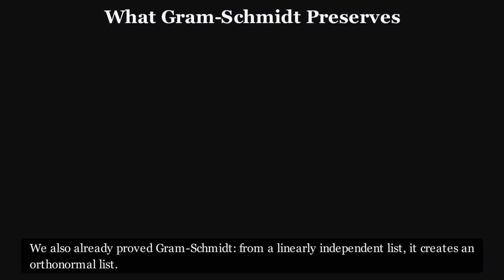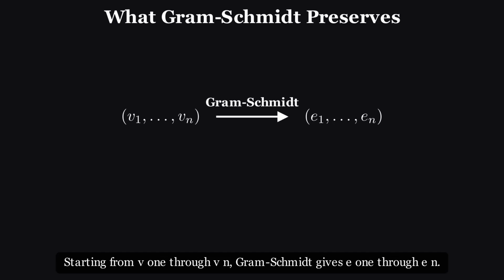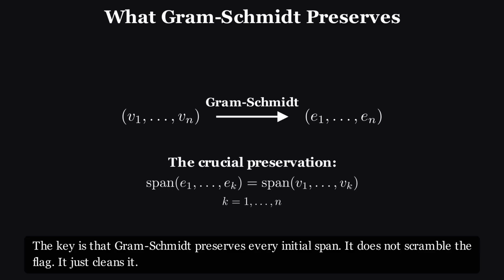We also already proved Gram-Schmidt. From a linearly independent list, it creates an orthonormal list. Starting from V1 through Vn, Gram-Schmidt gives E1 through En. The key is that Gram-Schmidt preserves every initial span. It does not scramble the flag. It just cleans it.